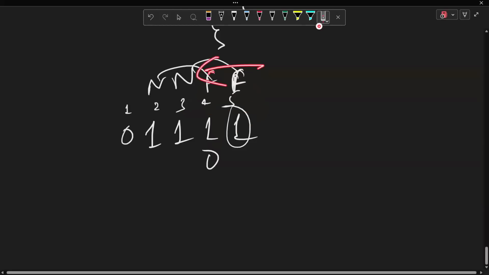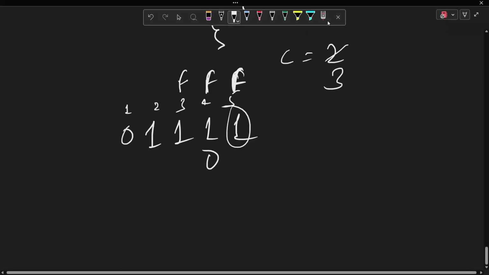So if there is a 1, I would make it free, but making sure that if I've made these 2 items free, my C counter is 2. Now, if I'm making this item free, my C would become 3. But if my C becomes 3, it means for the remaining 2 items, 3 items would become not free, which is not valid. So I cannot make this item free.